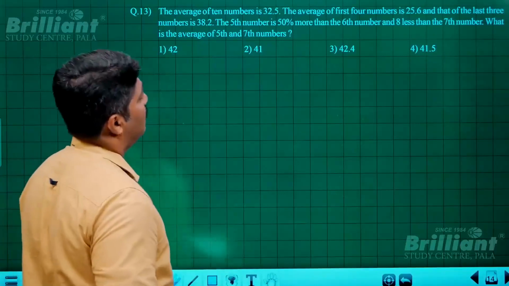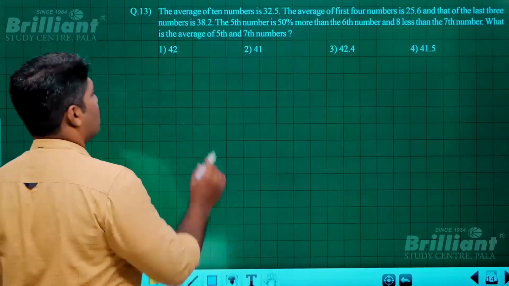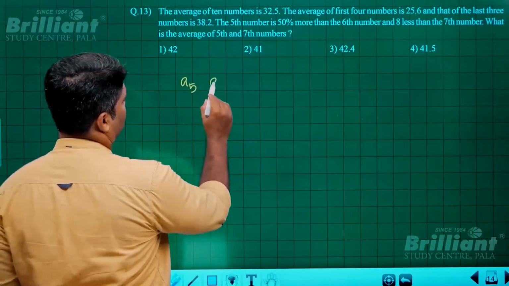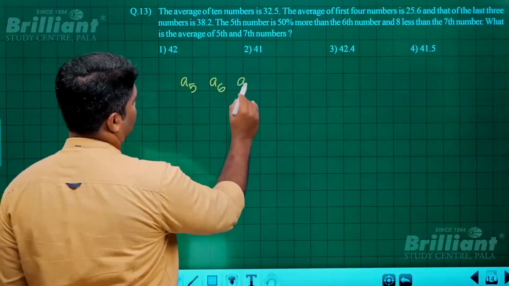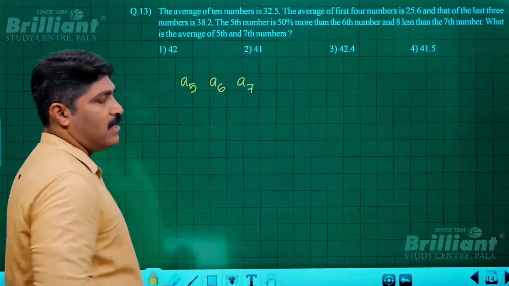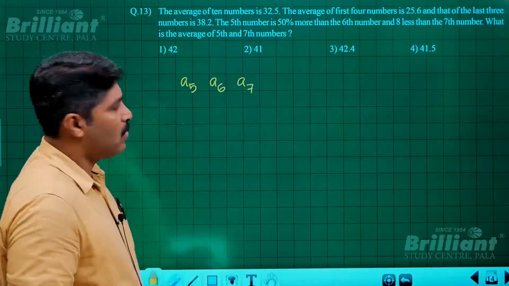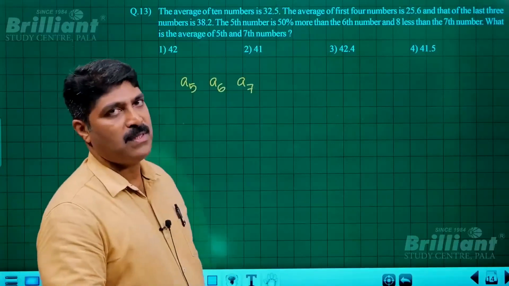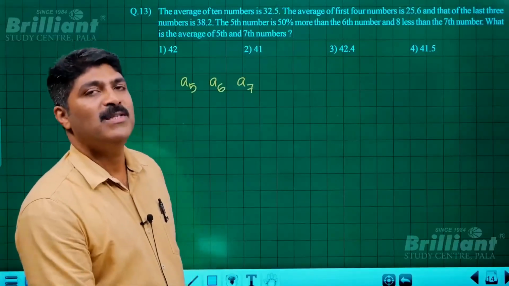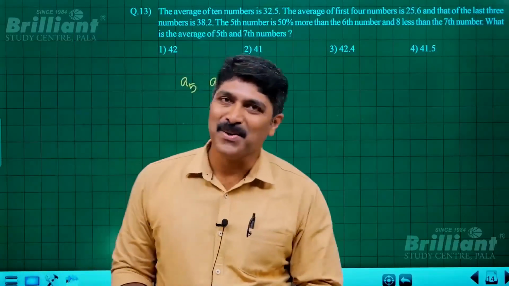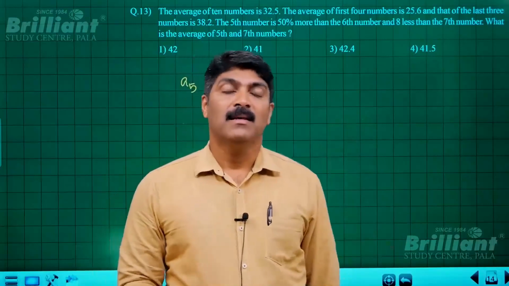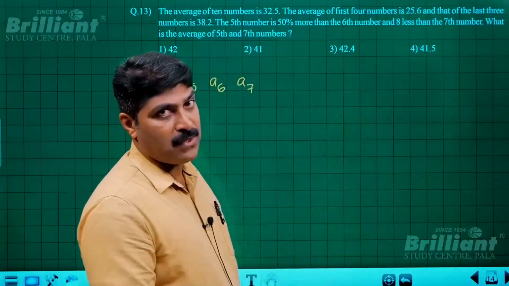I just consider the 5th, 6th and 7th numbers. Those are the missing numbers here. So those are A5, A6 and A7. Never consider they are in AP. It's not mentioned like that. Those 3 are independent numbers, 5th, 6th and 7th. We don't know the order here, whether they are in ascending or descending order, or is there any other relation other than the relationship mentioned in the question.